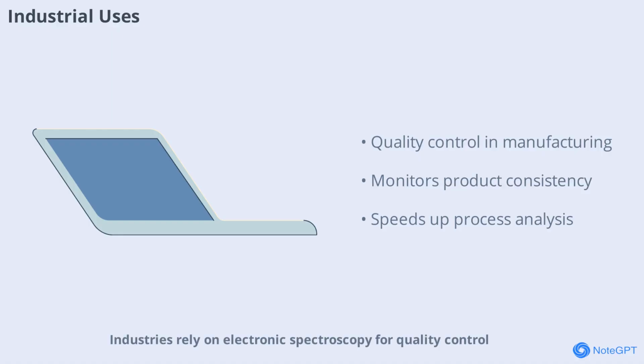Industries rely on electronic spectroscopy for quality control, process monitoring, and product development. For example, manufacturers use UV-vis spectroscopy to ensure the consistency of dyes, paints, and pharmaceuticals. The speed and accuracy of spectroscopic analysis make it an essential part of modern manufacturing and quality assurance.